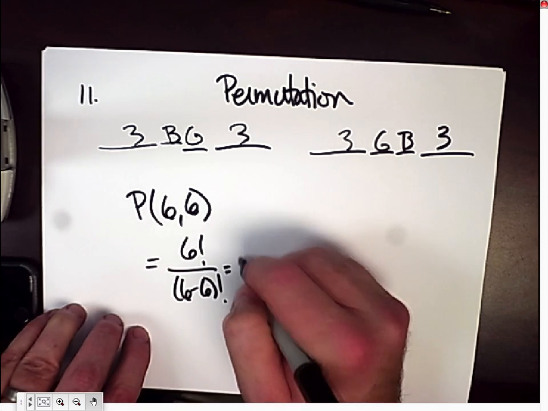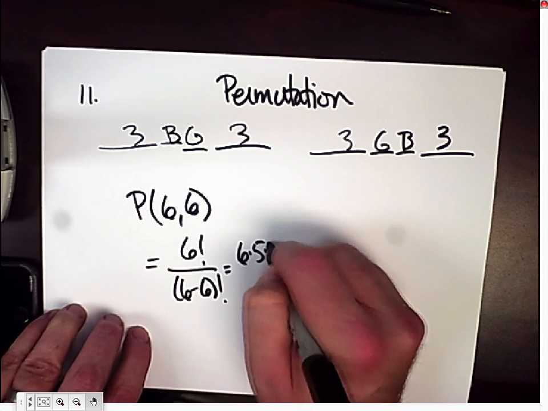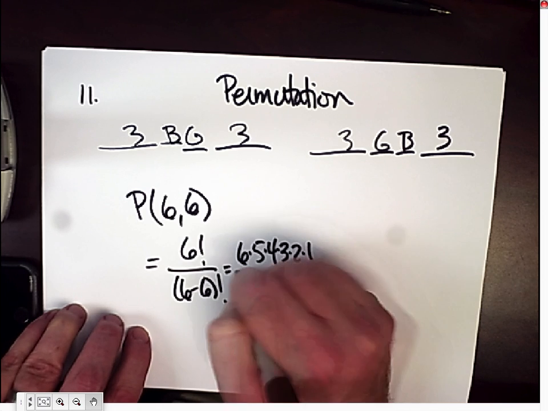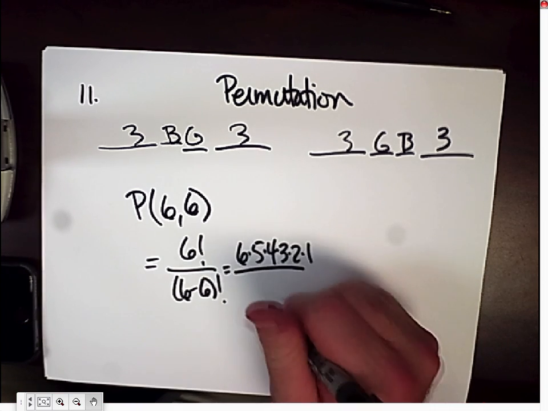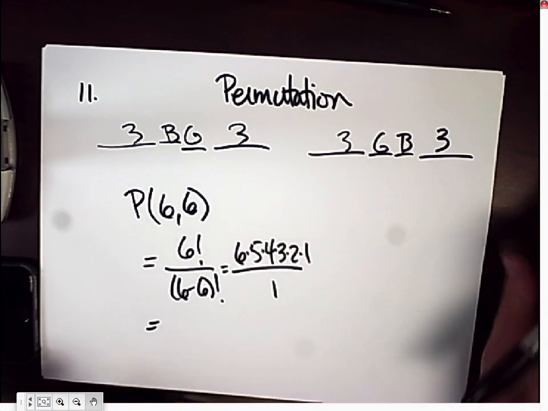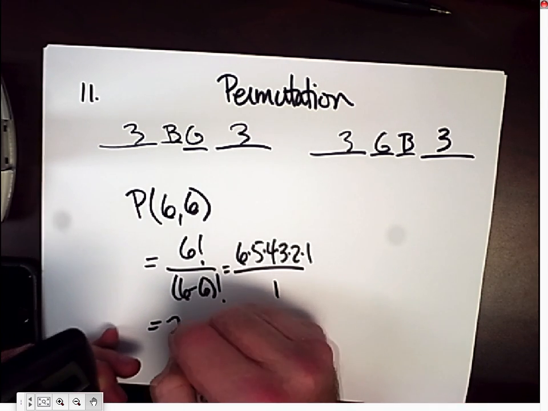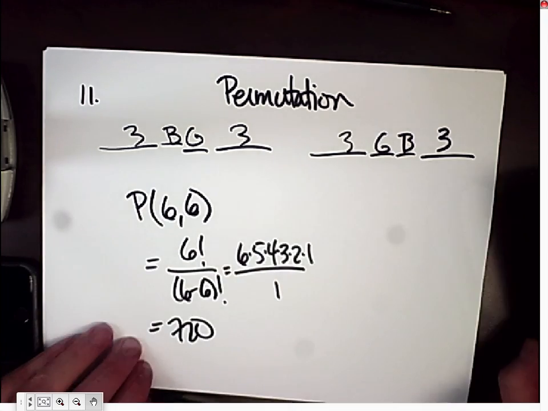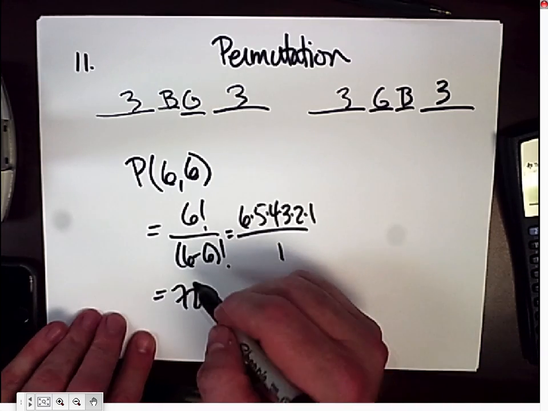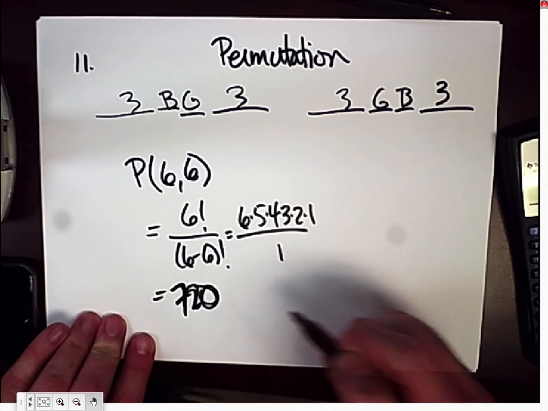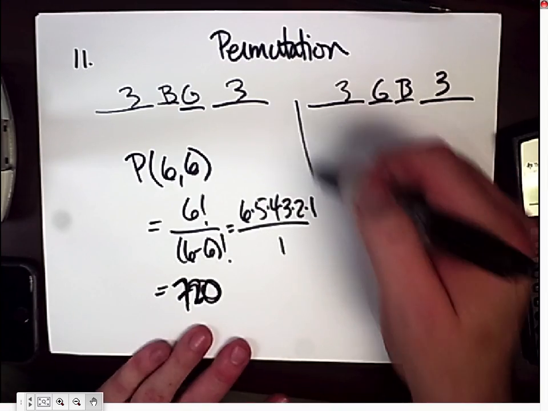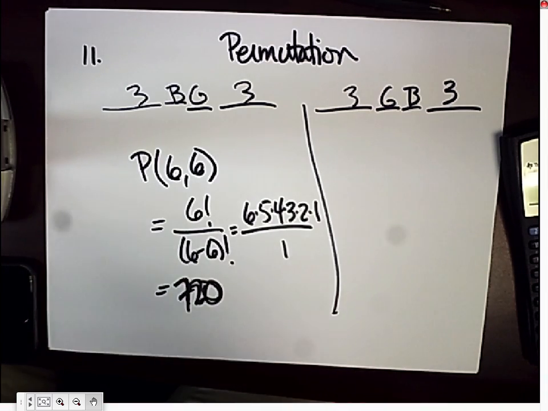Which is 6 times 5 times 4 times 3 times 2 times 1 over 0 factorial, which is 1. So that becomes 6 times 5 times 4 times 3 times 2, 720. That works too. Okay, so this is 720. So there are 720 ways to do it with bride then groom.